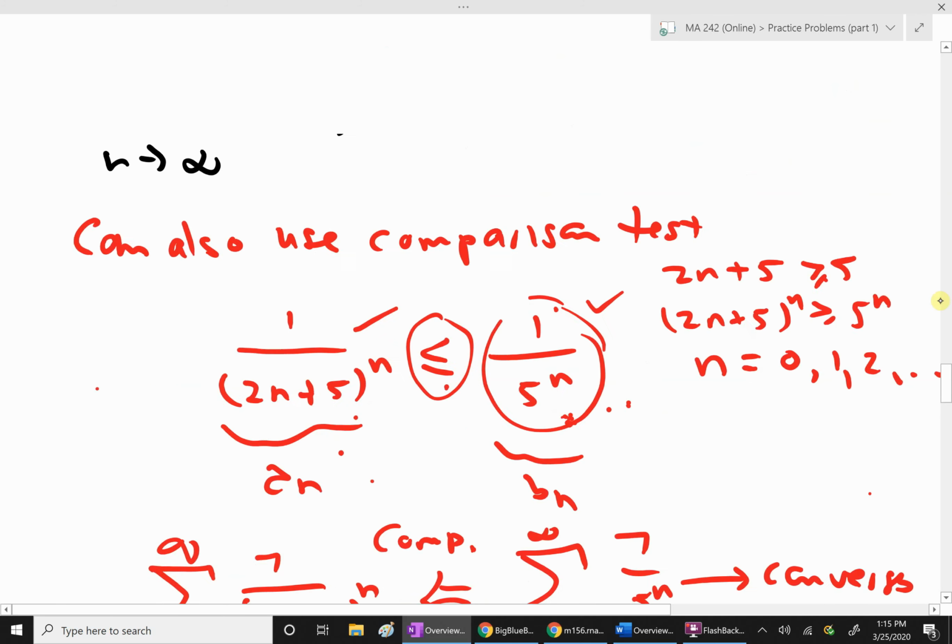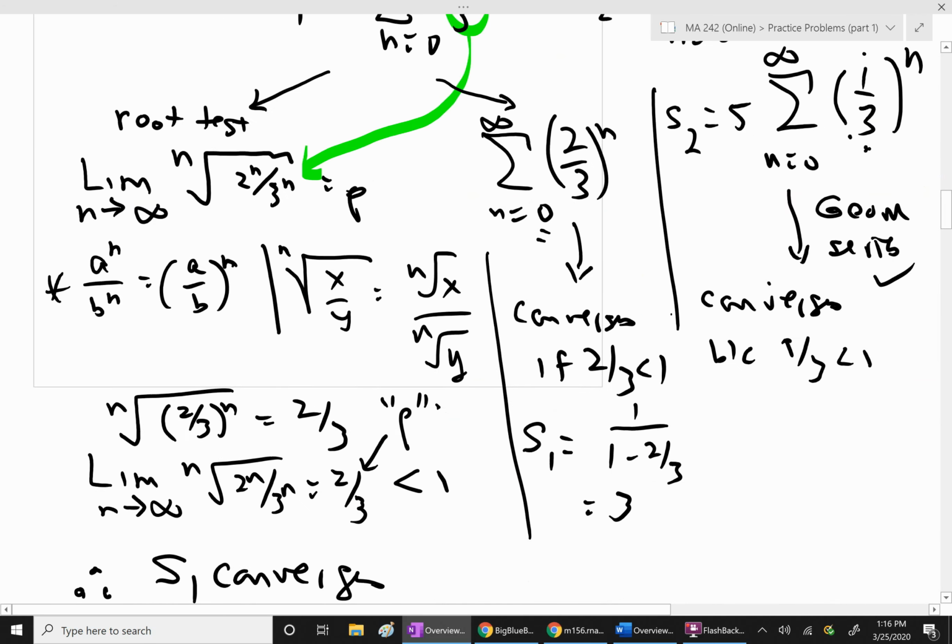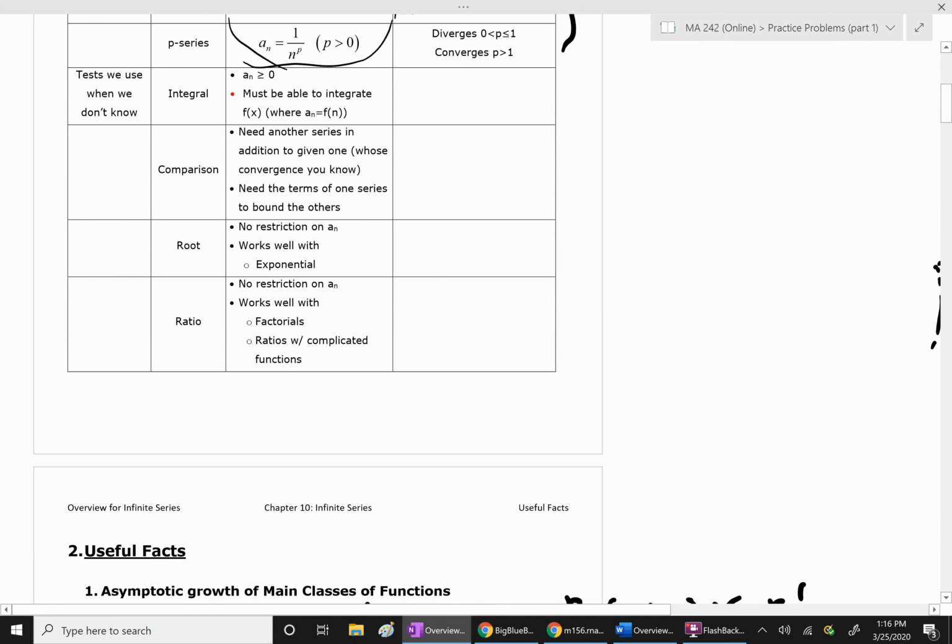A really good thing to do is to look at this table and fashion it in a way that makes sense to you, way up here. The root test works well when I have exponential functions. An exponential function is when you have a number raised to the nth power. It doesn't have to be exponential, though. Like we said before, in that problem we had 2n plus 5 raised to an nth power, so it doesn't even necessarily have to be exponential, but it works well with exponential functions.